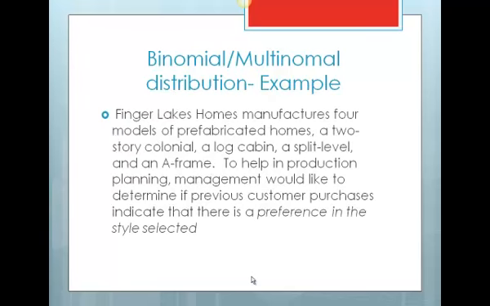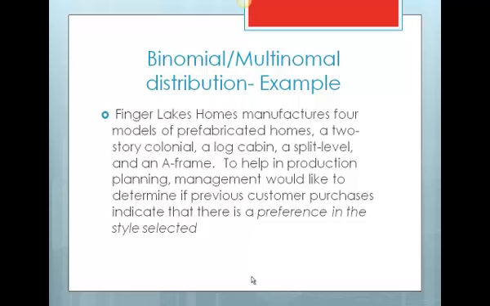So here's an example. Finger Lakes Homes manufactures 4 models of prefabricated homes: a 2-story colonial, a log cabin, a split level, and an A-frame. To help in production planning, management would like to determine if the various customer purchases indicate that there is a preference for any selected style. This is going to be a multinomial experiment where there are 4 choices or potential outcomes: a colonial, a log cabin, a split level, or an A-frame.